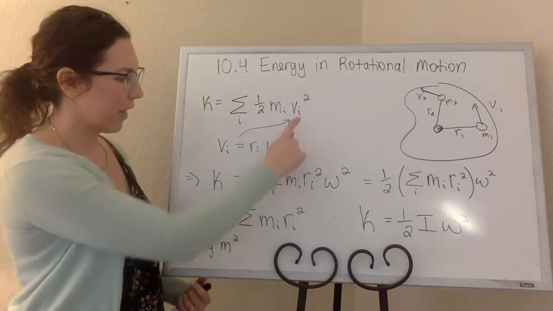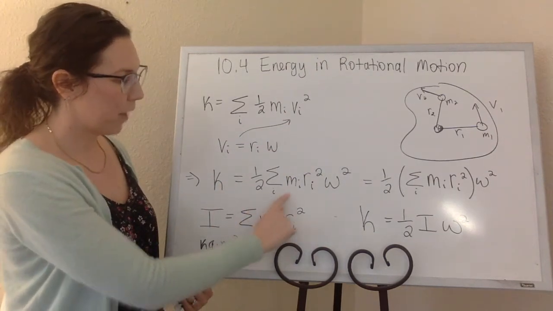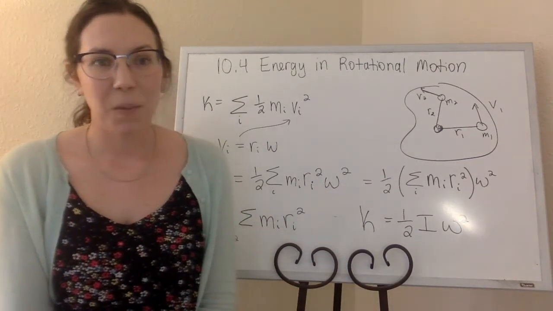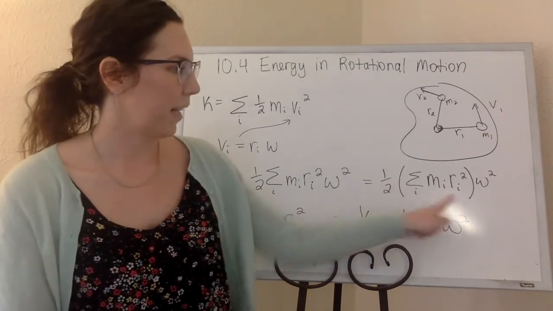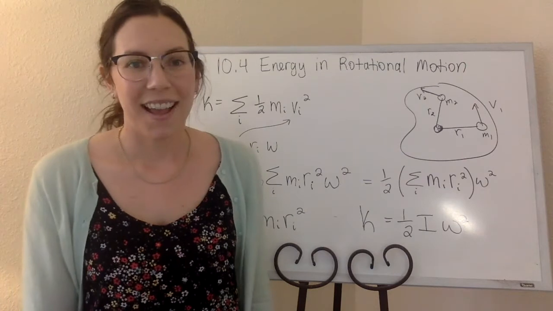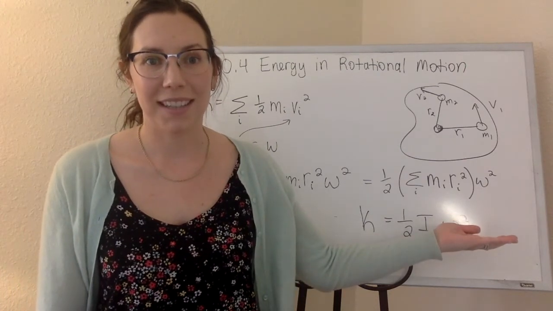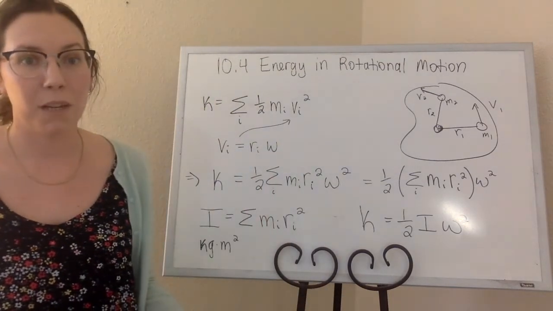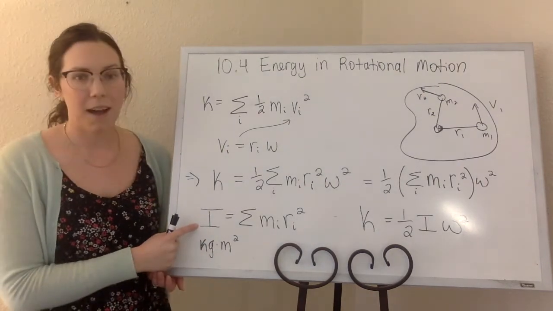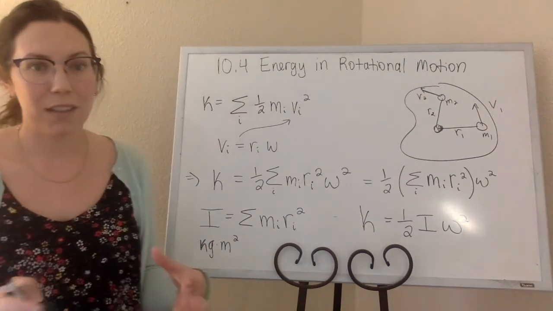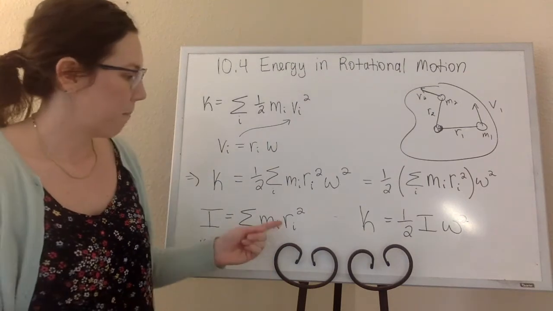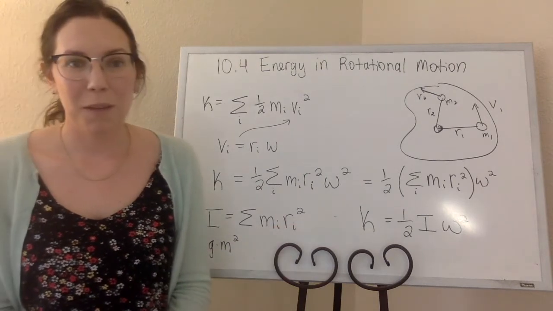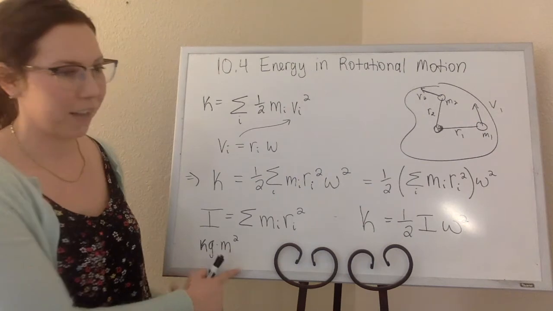Okay, so plugging that in for v, we have K equals 1/2, the sum over i, m_i r_i squared, omega squared. I pulled out 1/2 since it's a constant. And then we can group together this sum, the sum over i of m_i r_i squared, and then omega squared at the end since it's also a constant. I want to do this because this quantity in the brackets is an important quantity called the moment of inertia. So it's labeled capital I here. It's the sum of the mass of all different elements making up the object, times their distance r_i to the axis of rotation, squared. So the total moment of inertia has units of kilograms meters squared.